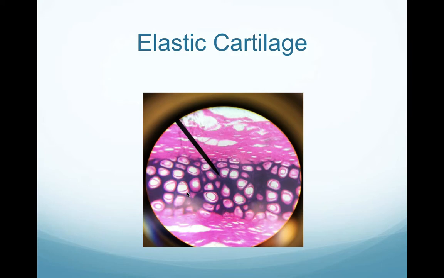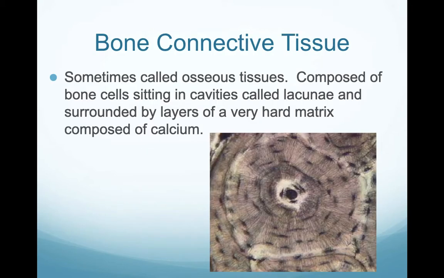And this is what your elastic cartilage looks like. To me, it looks like a jelly sandwich because I've got grape jelly in the middle there. So again, they look different in the microscope because they have different functions and different structure.